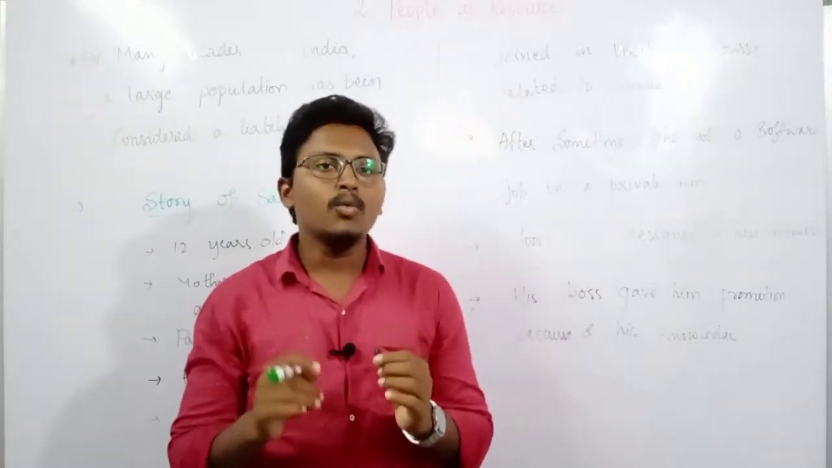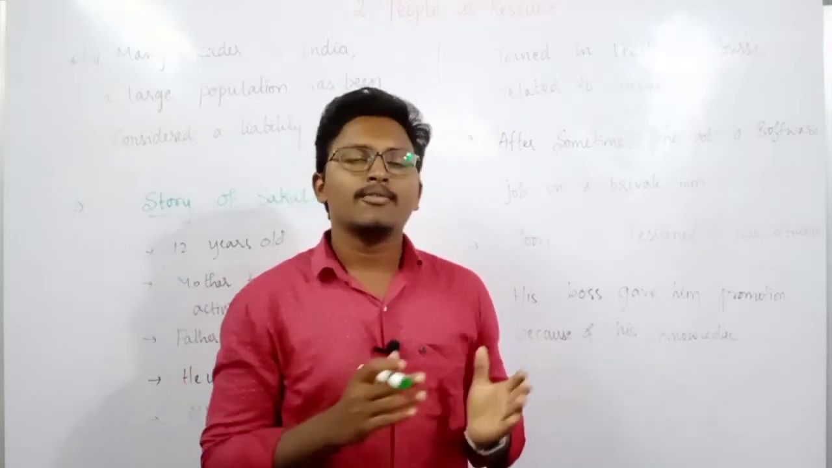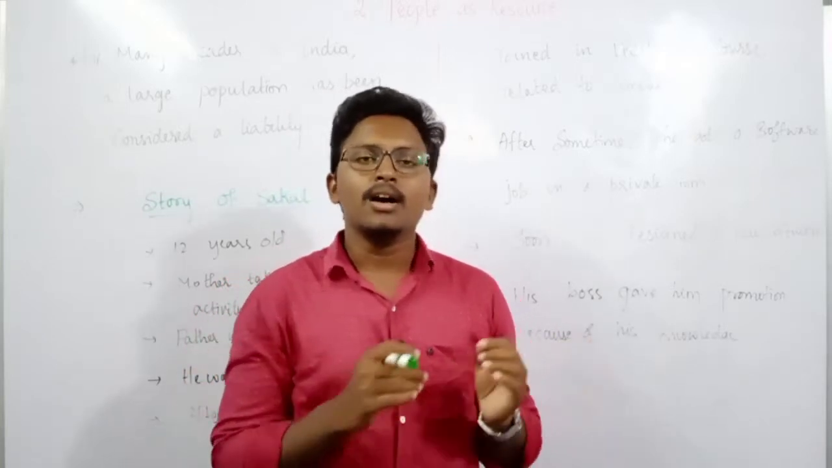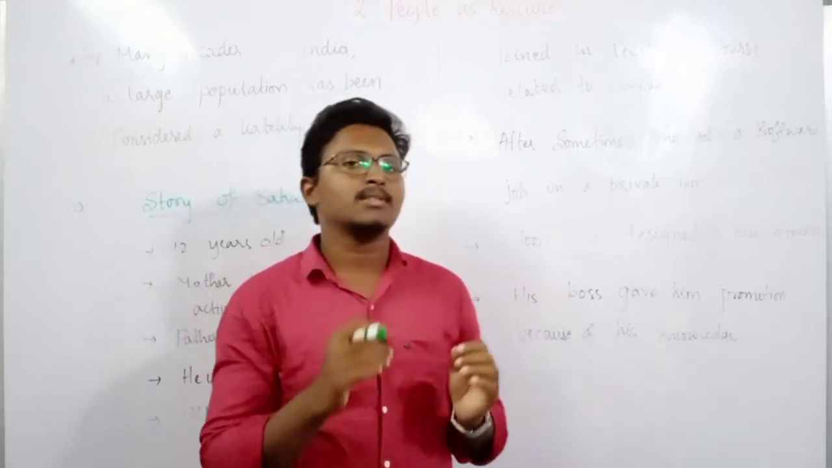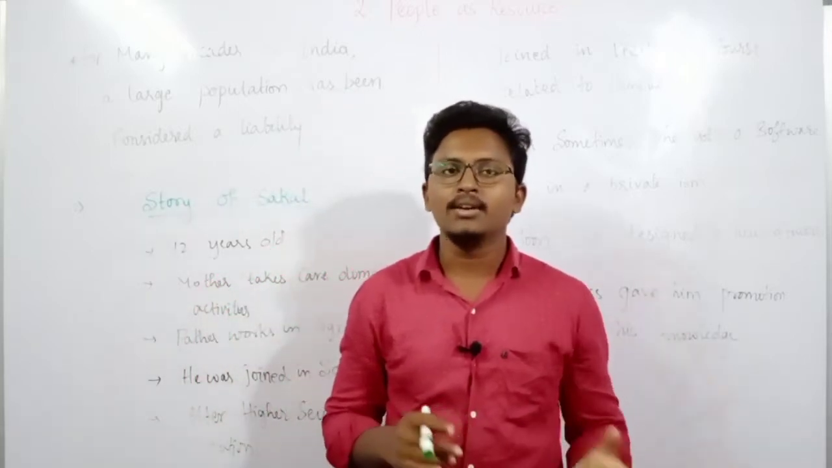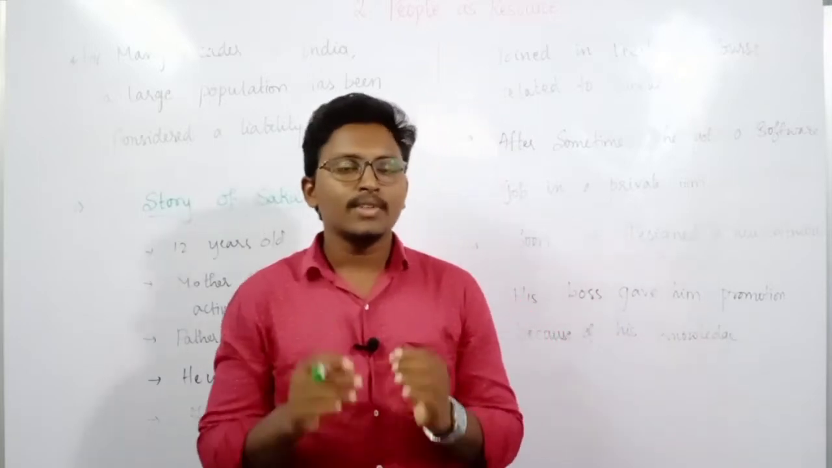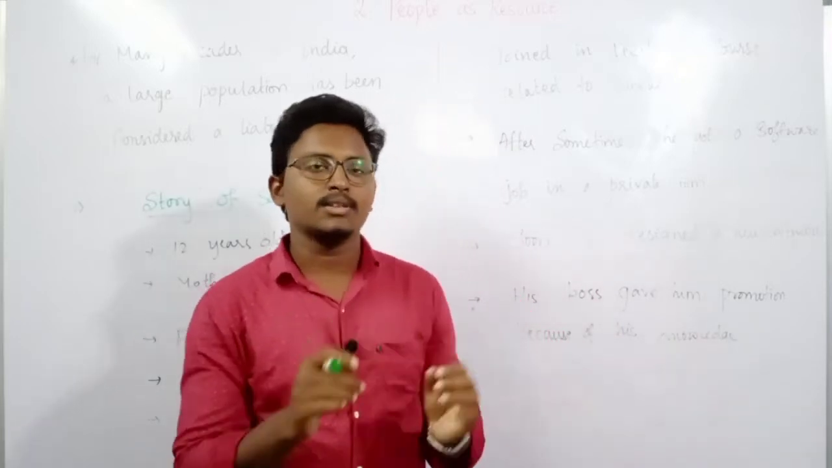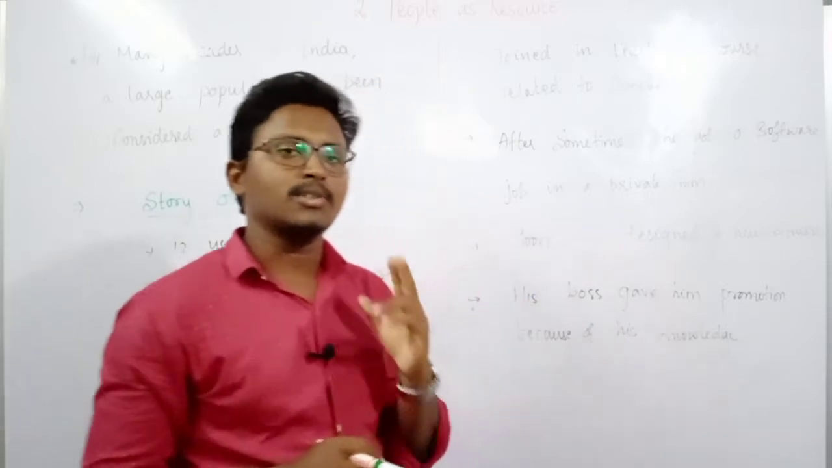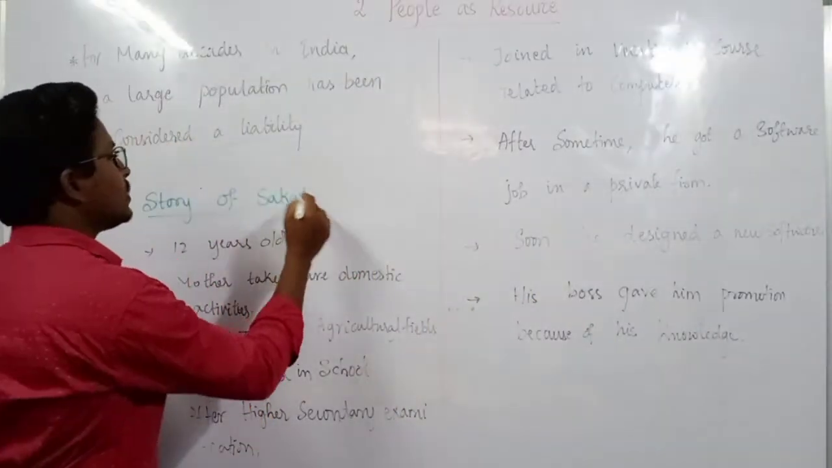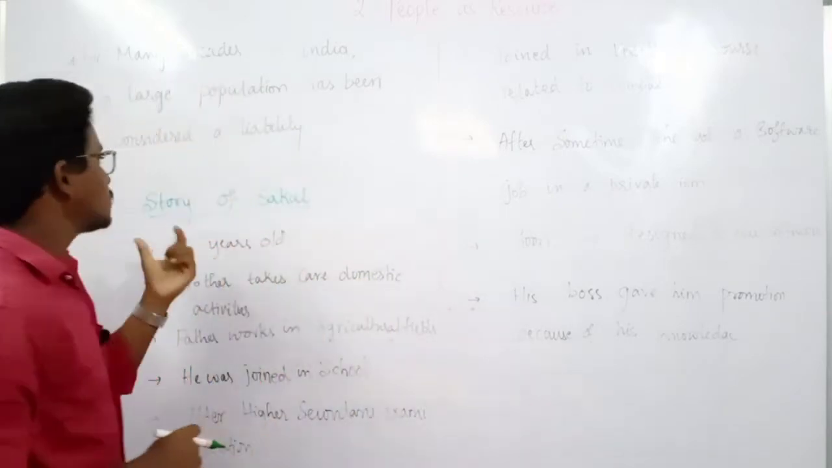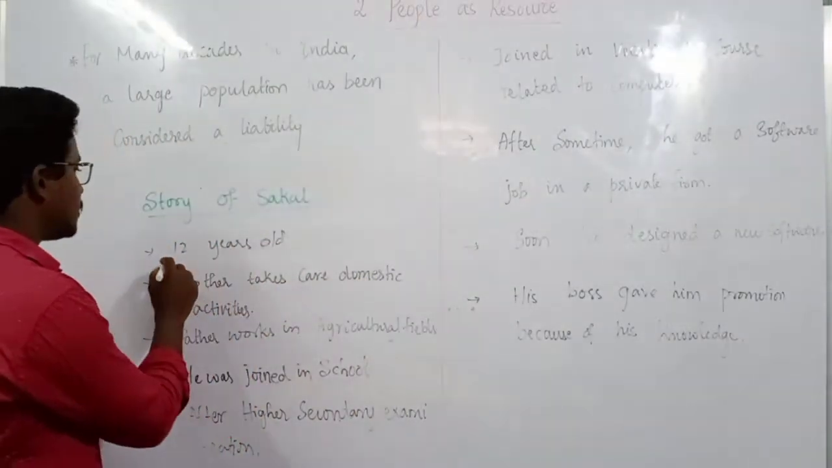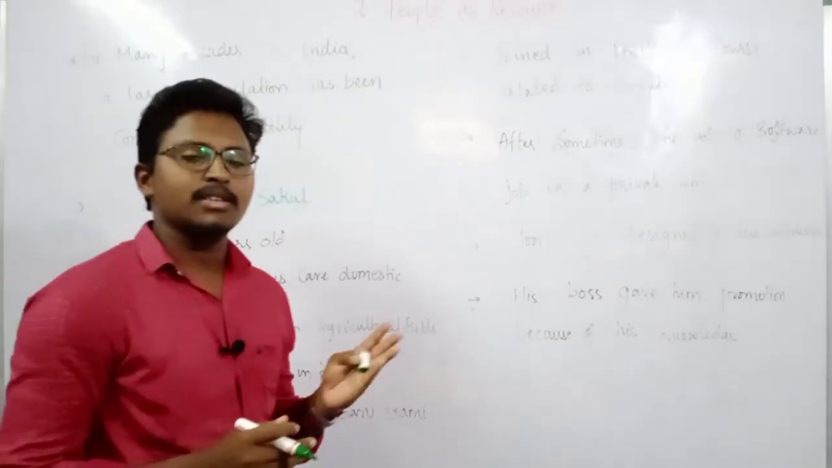So how can a person be turned from a liability into an asset, or what will happen if we do not invest money in education as well as health, what are the consequences? We will learn about these two situations by taking the examples of two stories, the story of Sakal as well as the story of Vilas. First we will discuss the story of Sakal. He was 12 years old. His mother's name is Sheila.